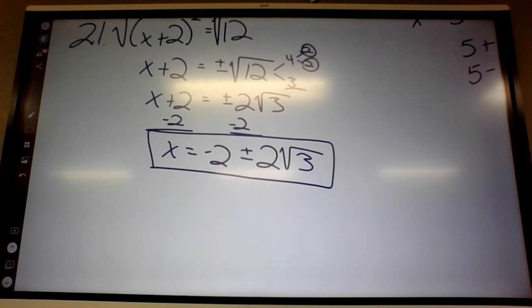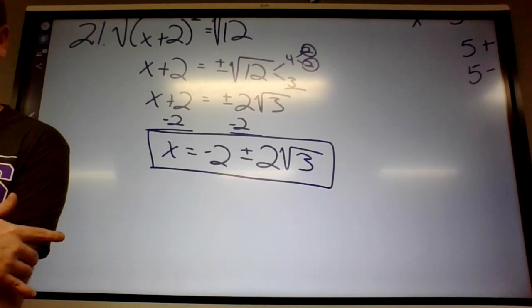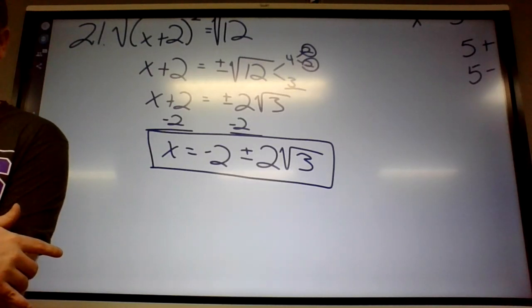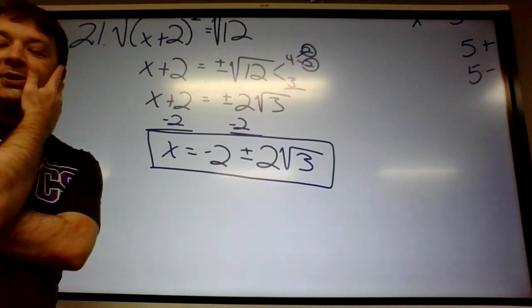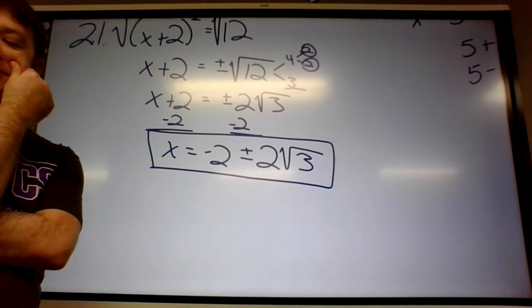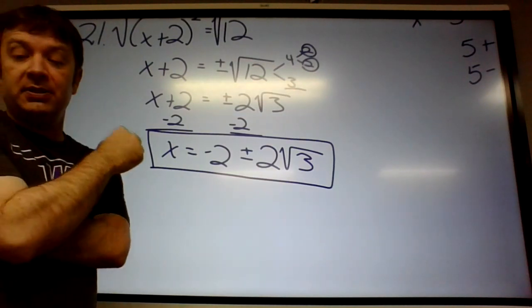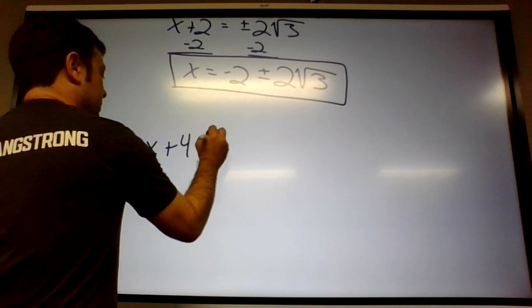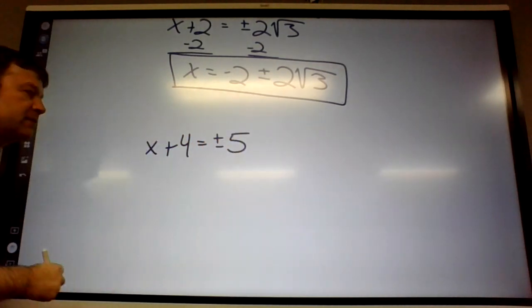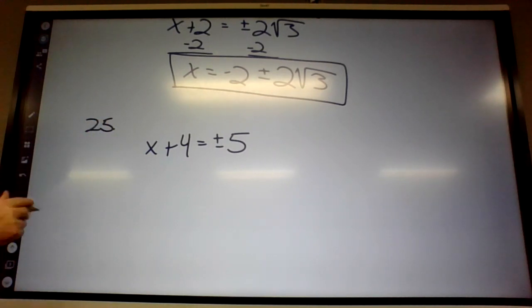Number 22, the answer is plus or minus... Oh shoot, it's a little different, isn't it? Okay, it's not just 1. So on 22, when you square root the right side, what does it become? It becomes plus or minus 5. So it's x plus 4 equals plus or minus 5. And then what would we do? Minus 4.